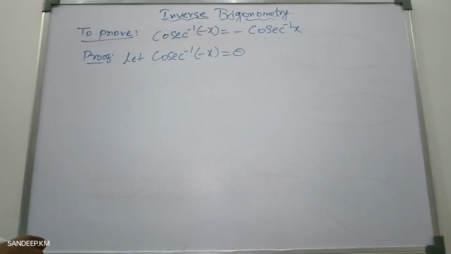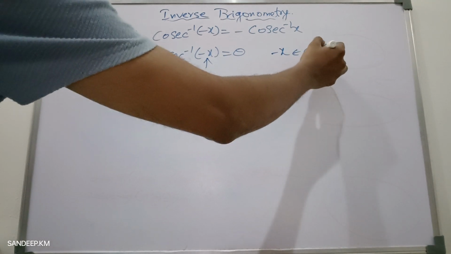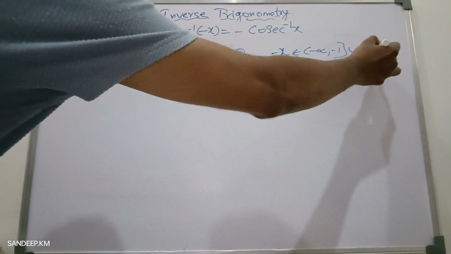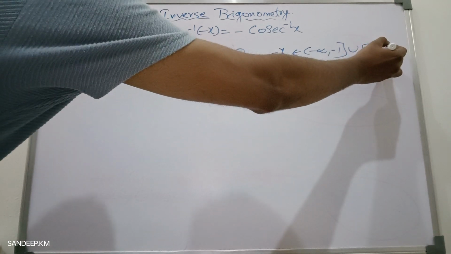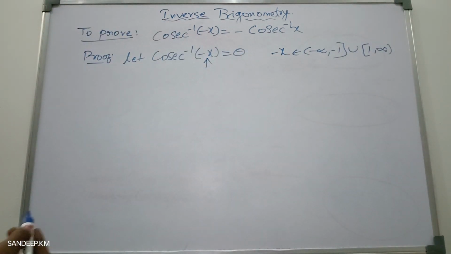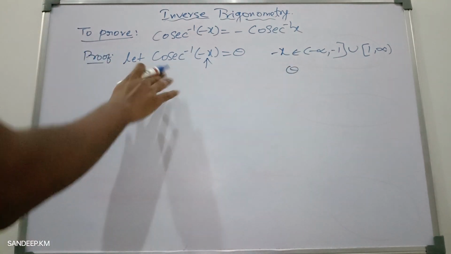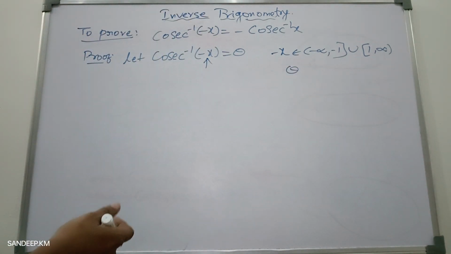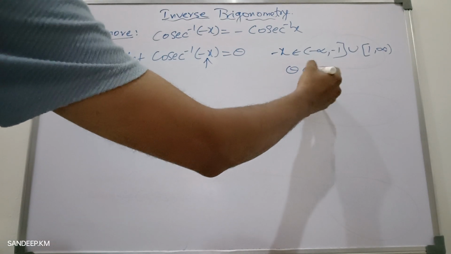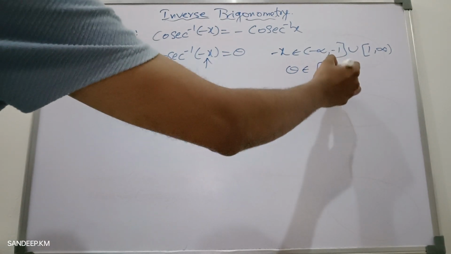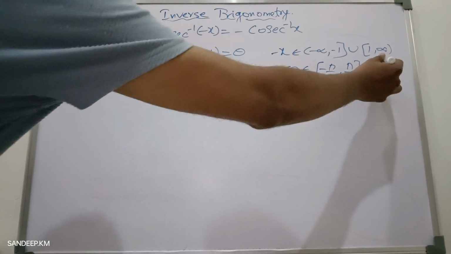First of all, remember that this minus x should be in the domain of cosecant inverse function. What is the domain of cosec inverse function? You know very well. Minus x belongs to minus infinity comma minus 1 union 1 comma infinity. Since that is so, theta will be in the range of cosecant inverse function. What is the range? It will be between minus pi by 2 comma plus pi by 2 except 0.